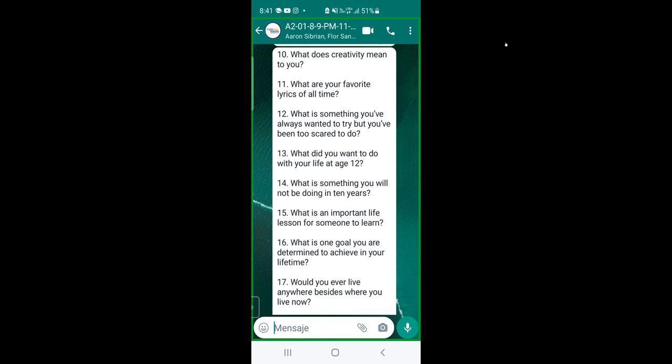And the next, 12th question: what is something you always wanted to try but you've been too scared to do? Something that I always wanted to try, but I've been too scared to do, would be swimming. But for example, this year, I tried to swim in a pool in a hotel.